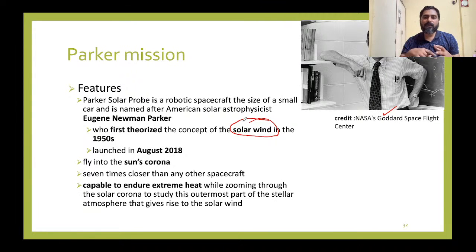Eugene Parker was the one who theorized the concept of solar winds way back in the 1950s. And this idea of solar wind is very important for us to understand. Why? Because these solar winds determine the space weather of the entire solar system. So our solar system's space weather is determined by solar wind.